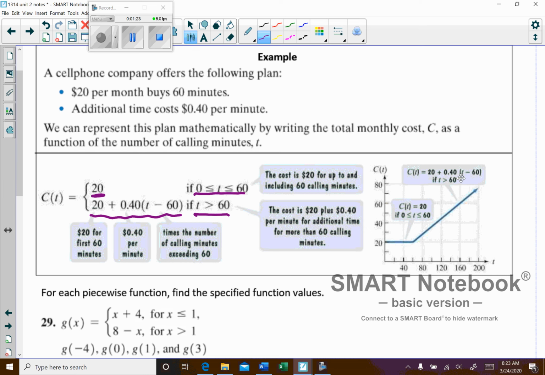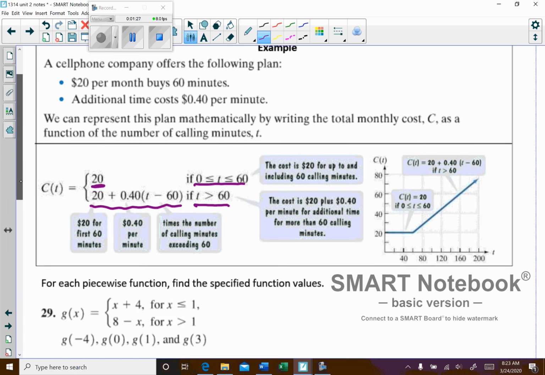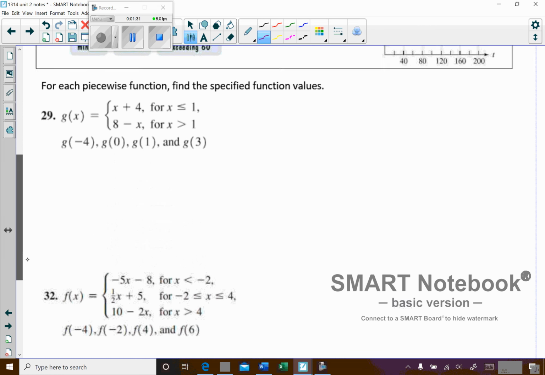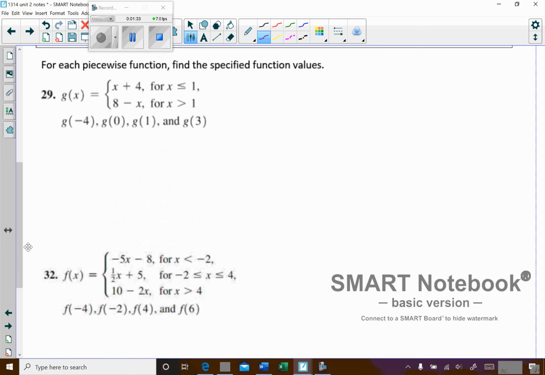Okay, now we're not going to be working word problems, but that's just to give you an idea of how this could be useful. Okay, so right here it says for the piecewise function, find the specified function values. So g of x is equal to x plus 4, for when x is less than or equal to 1. If x is greater than 1, then we plug it into 8 minus x. So whenever you plug in a value, you'll never plug it into both. It's one or the other.